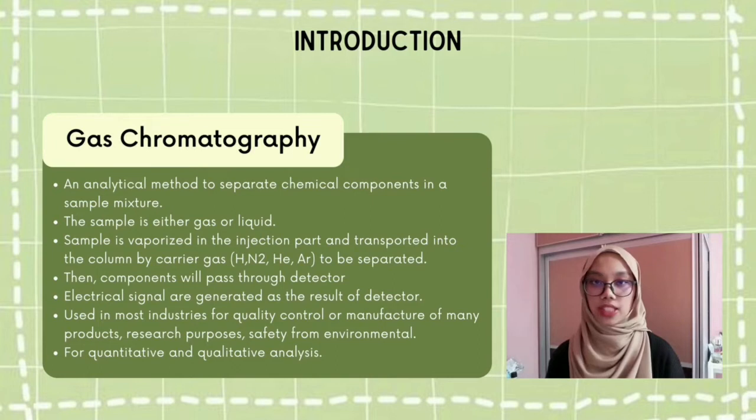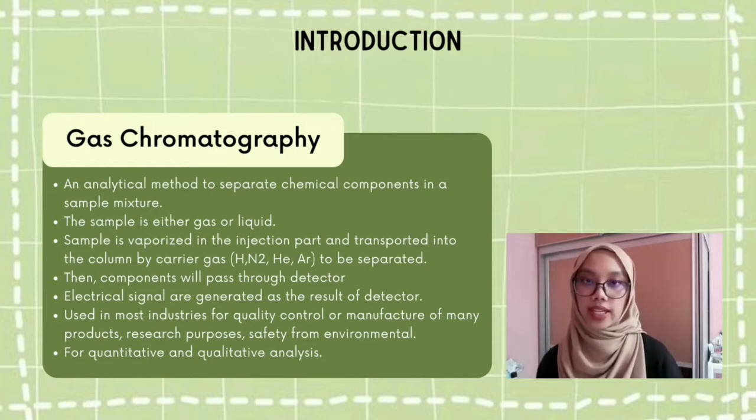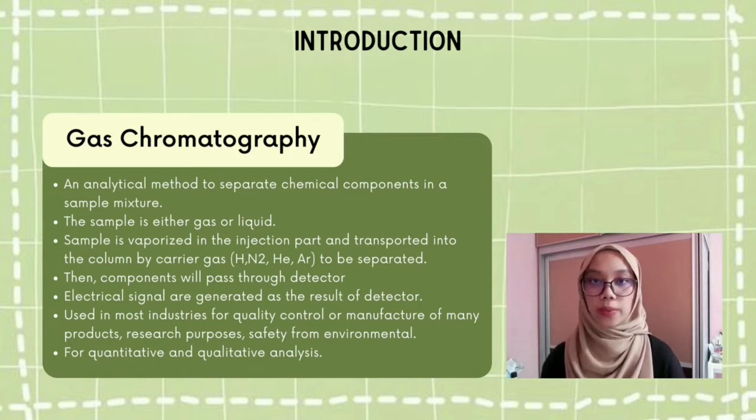Gas chromatography is an analytical method that separates chemical components in a mixture. The sample used is either gas or liquid that is vaporized in the injection part. The mobile phase is the carrier gas. Then the sample is transported into the column by carrier gas, either hydrogen, nitrogen, helium or argon, to be separated.